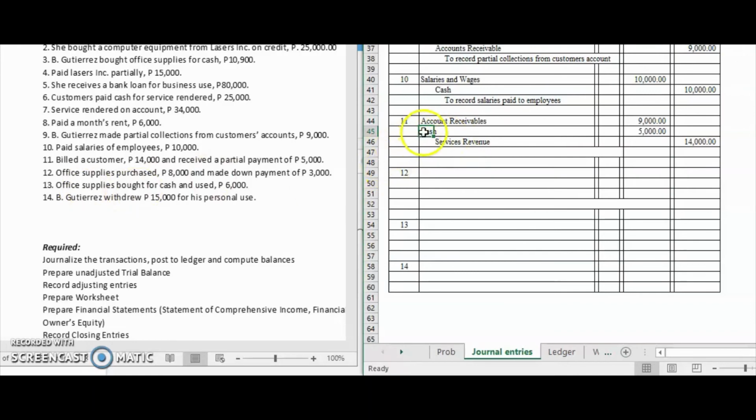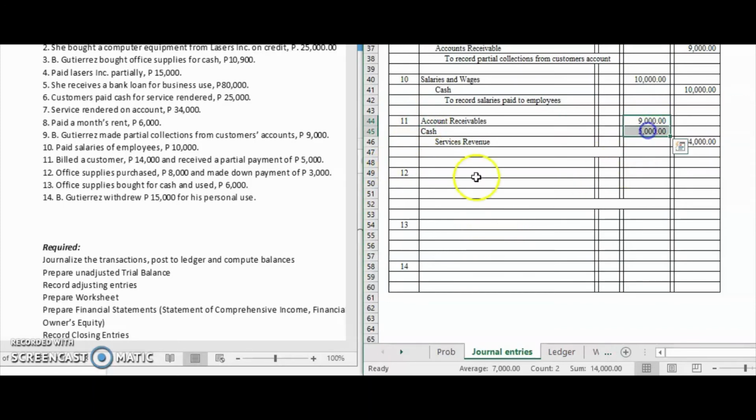Okay. Bakit si cash naka-debit? Okay. Naka-receive si business ng 5,000 partial payment. So there is an increase in cash. Bakit may accounts receivable na 9,000? Okay. Since 14,000 ang utang ni customer, nagbayad lang siya ng 5,000, meron pang utang si customer na 9,000.